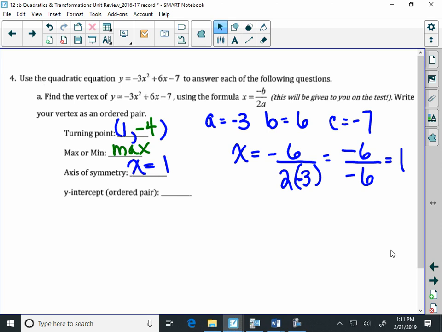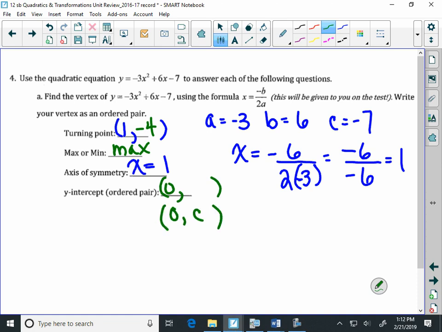Lastly, we need the y-intercept, and the y-intercept is going to be 0 something. It's actually 0, c, and our c value here is negative 7.